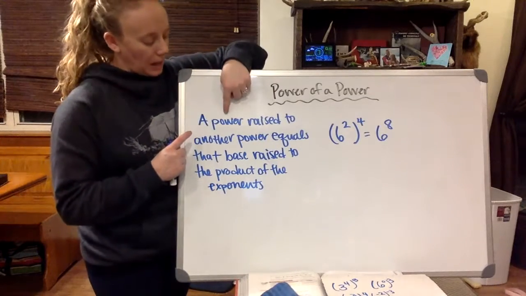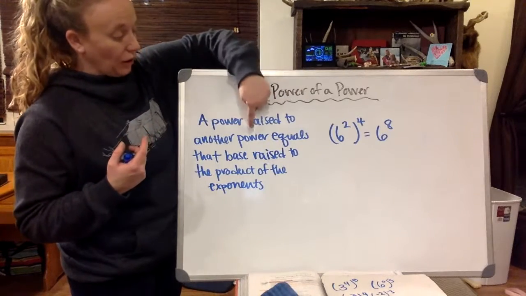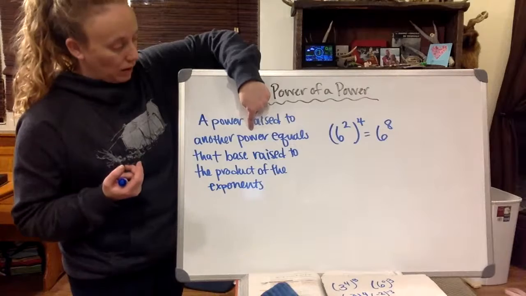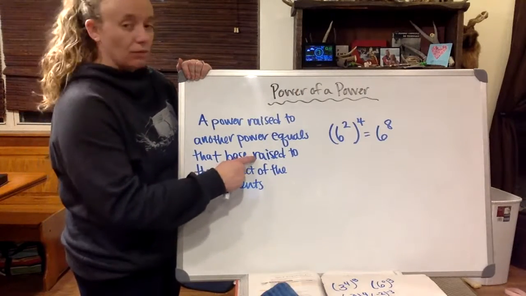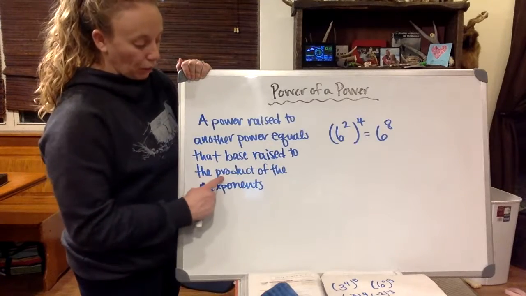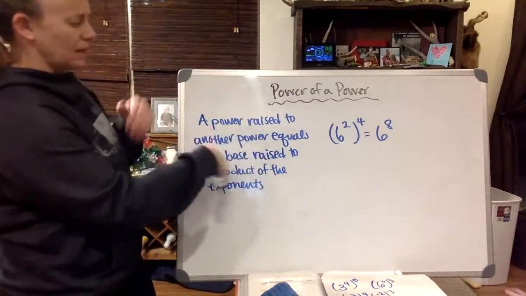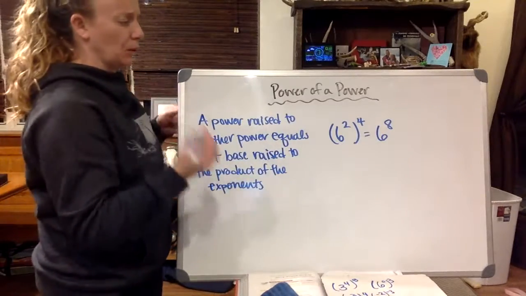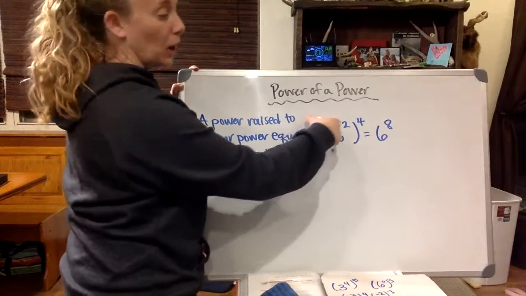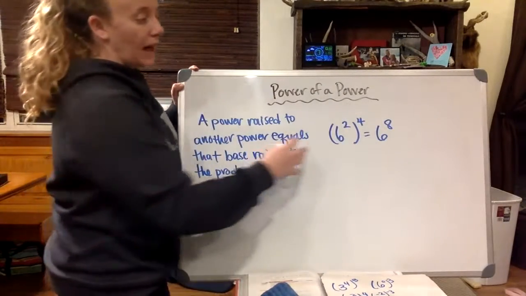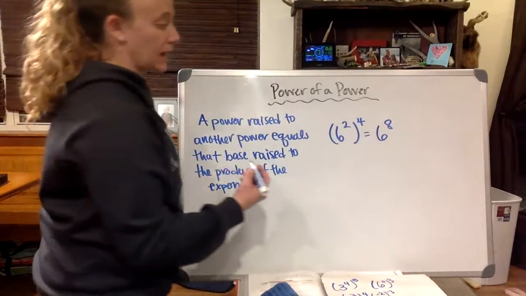So if an exponent is raised to another exponent, another power, it equals that base raised to the product, the multiplication, of the exponents. So this wasn't written very well. I'm sure I missed a couple of words. Here is our example: 6 raised to the second power, raised to the fourth power. That essentially equals 6 to the 8th power. Now let's understand why exactly that is happening.